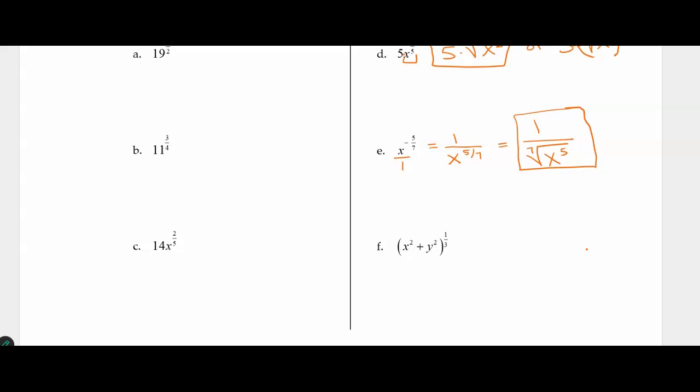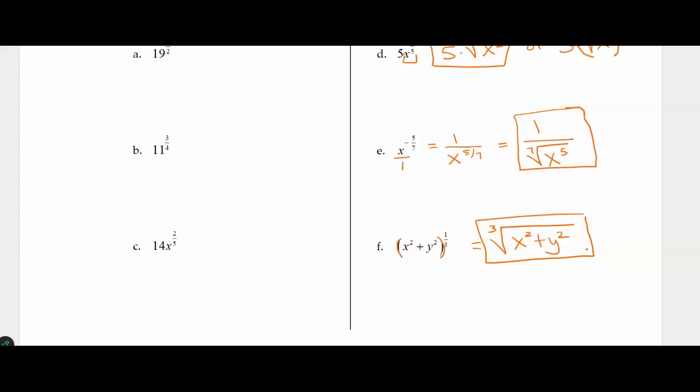And then kind of similar on this whole thing is in parentheses, so that whole thing is being raised to the 1/3 power. So that means I'm going to have the cubed root of everything inside the parentheses. So x squared plus y squared, that whole thing. And that would be your answer on that one.